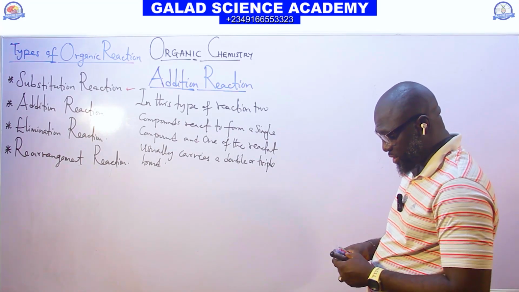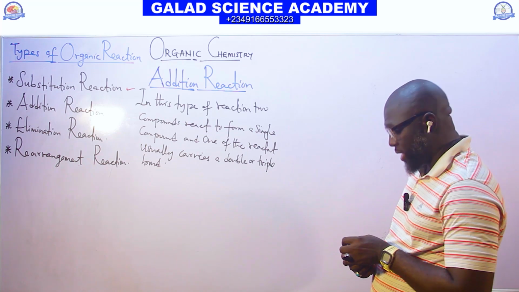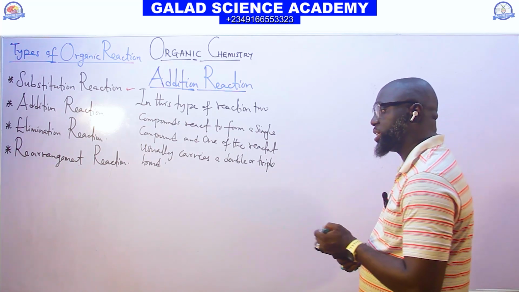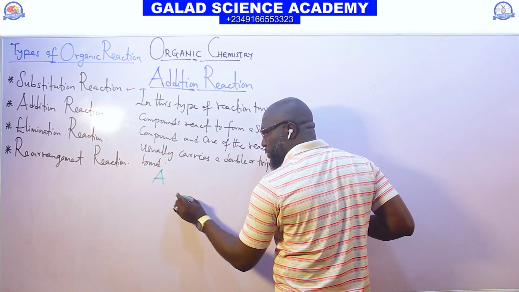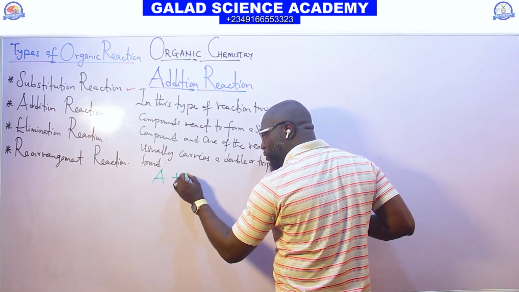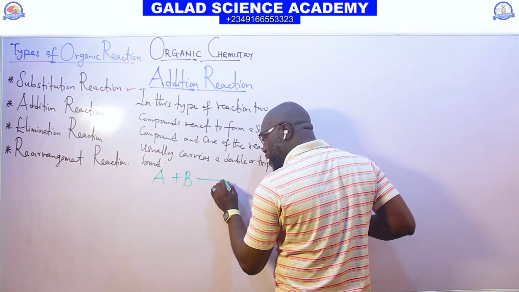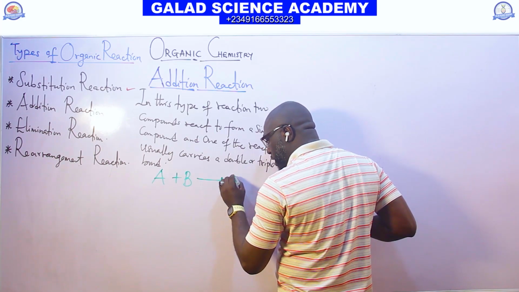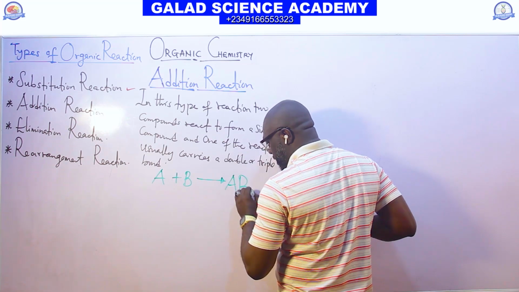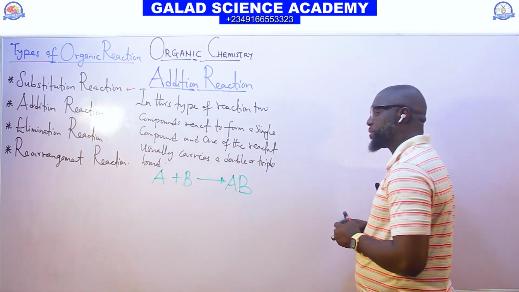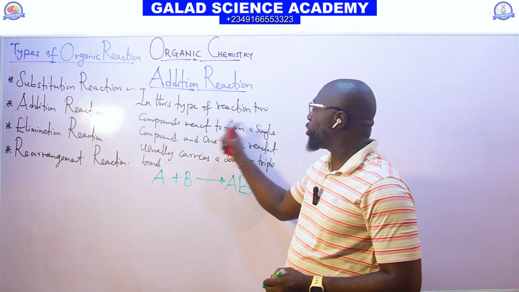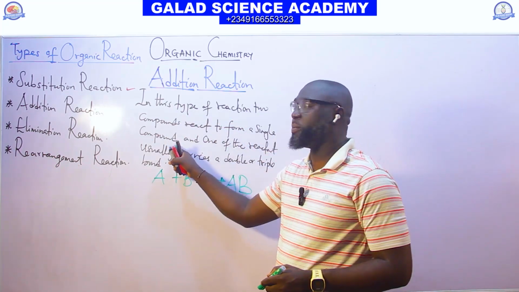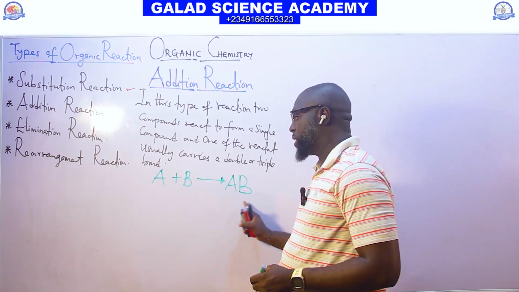What is addition reaction? In this addition reaction, we have A react with B to give us AB. I said it before. In this type of reaction, two compounds react to form a single compound. Addition.